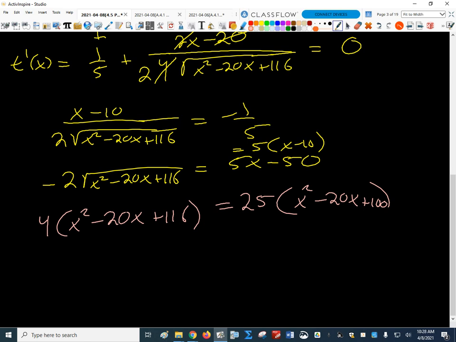Everybody agree? So far, so good? Okay. I'm going to go to the next page. I'm running out of space here.